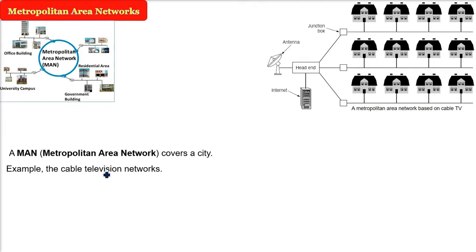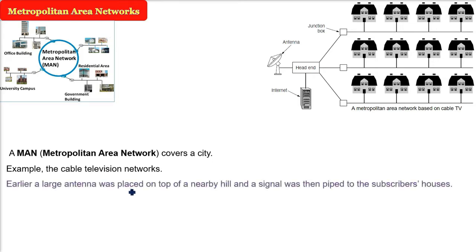Now, for example, we have cable television networks. Now they are not very popular, but still the cable television networks will give you a brief idea. In the cable television network earlier on a hill, they used to put an antenna, and all the signals will be sent through various means to the subscriber houses who are subscribed to the cable television.